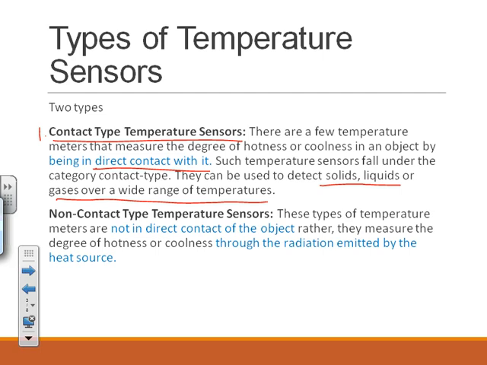And the second type is called non-contact type temperature sensors. This type of temperature meter is not in direct contact with the object. Rather, it measures the degree of hotness or coolness through the radiation emitted by the heat source.